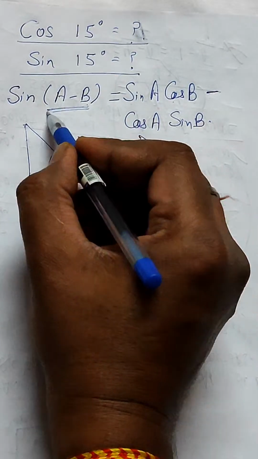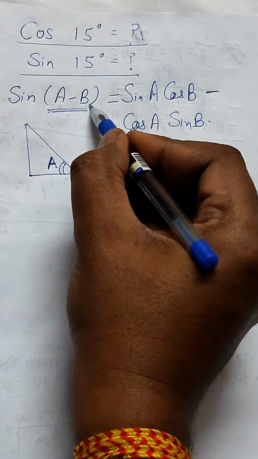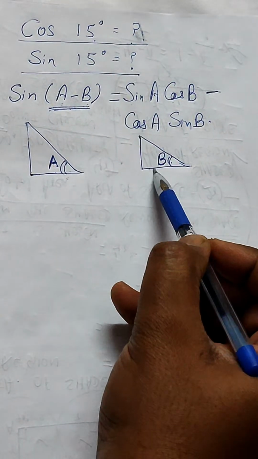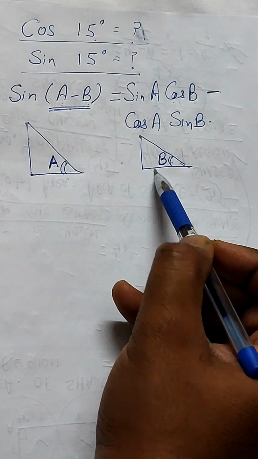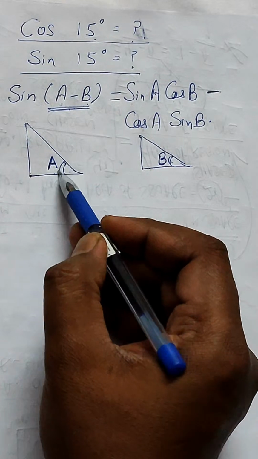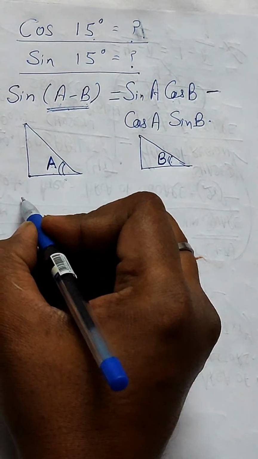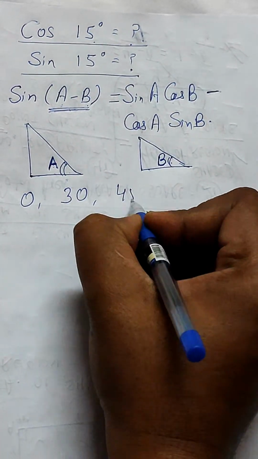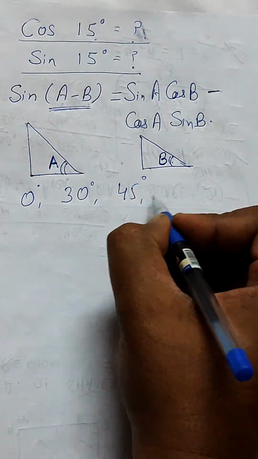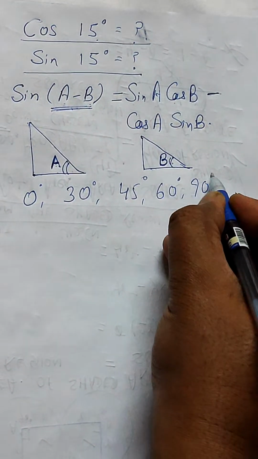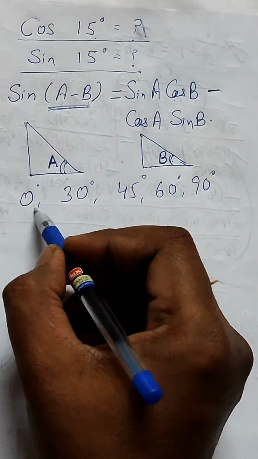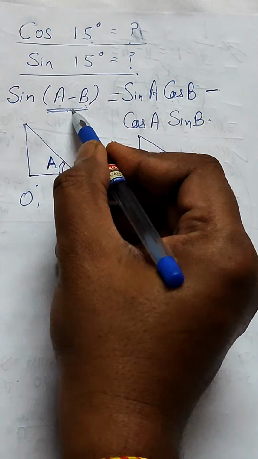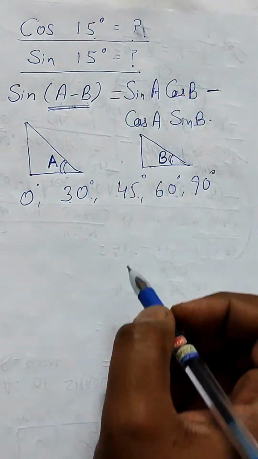So just see this, A minus B should be 15. So that is the value of A and B to be selected. The basic values of trigonometry which we know are 0, 30, 45, 60 and 90 degrees, isn't it? So what are the two values which will be selected so that we have the value of A minus B as 15?